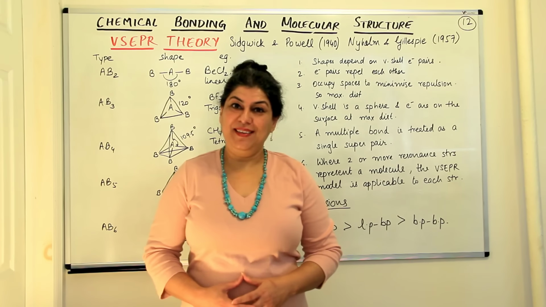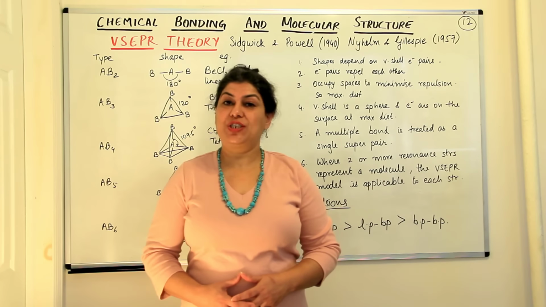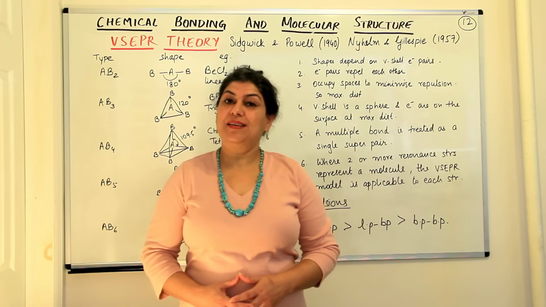Hello, I'm Seema and welcome to part 12 of the chapter Chemical Bonding and Molecular Structure. I'm now going to tell you about the valence shell electron pair repulsion theory.